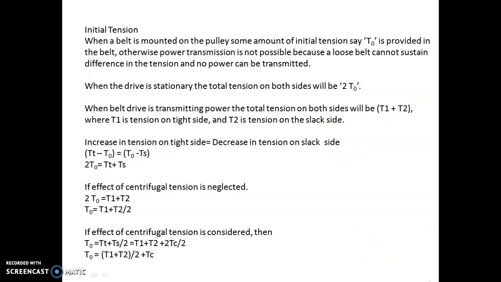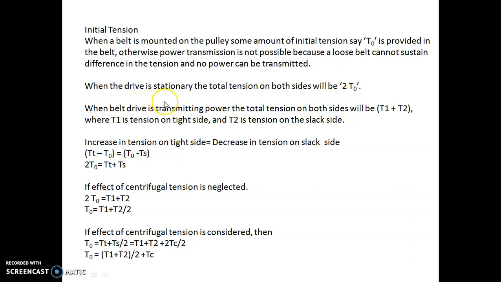Next one is initial tension. When a belt is wound around the pulley, it is provided with some amount of pre-tension. It is known as the initial tension. Say it is T0. It is required for power transmission. When the drive is stationary, the total tension on both sides will be 2 times T0, that is, 2 times the initial tension.